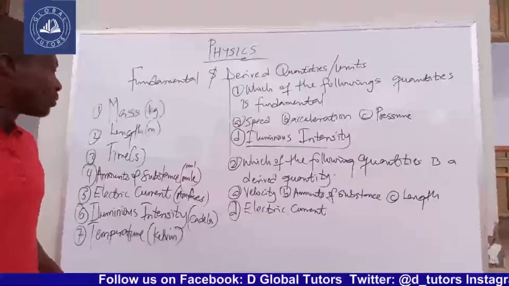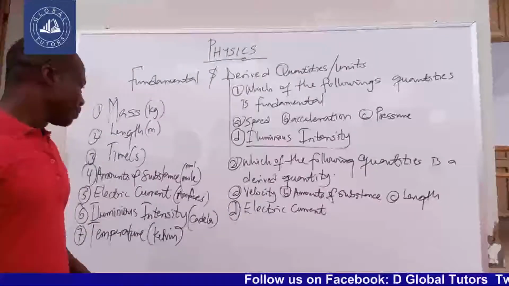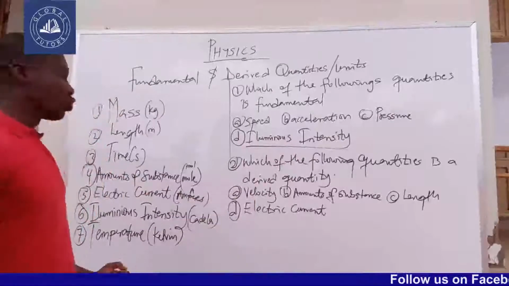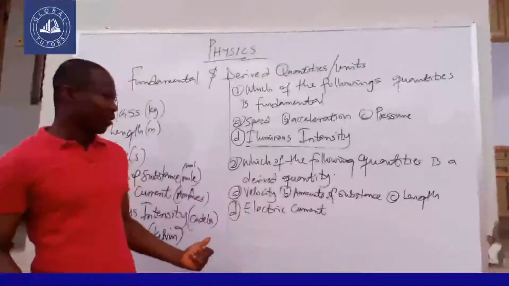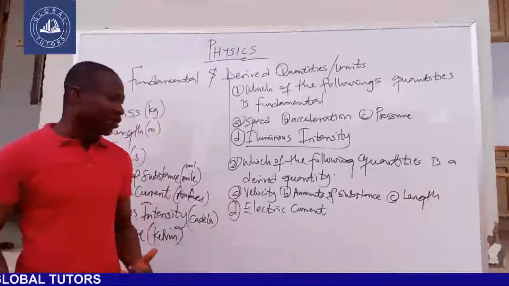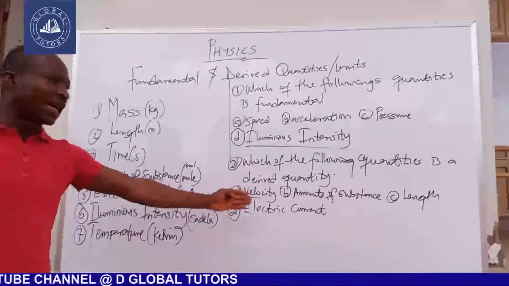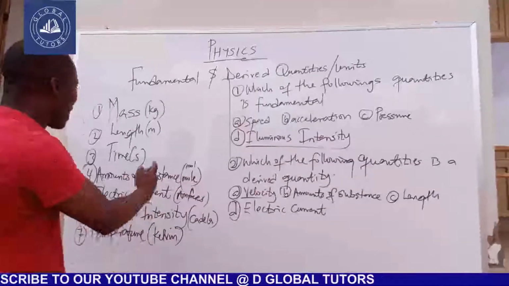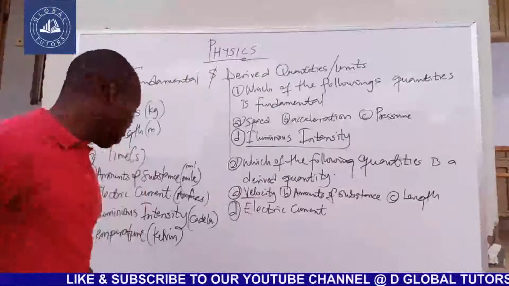Like I said earlier, just make sure that you master all these 7 basic units. And even if you don't know that velocity is a derived quantity, we are very sure that amount of substance is a fundamental quantity, length is a fundamental quantity, and also electric current is a fundamental quantity. So our final answer becomes velocity. This is the derived quantity. So this is the best way to handle questions under these fundamental and derived quantities and units.